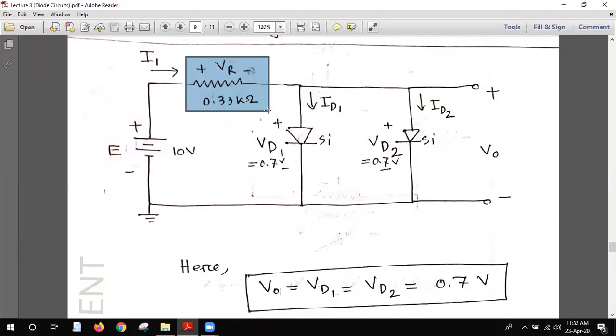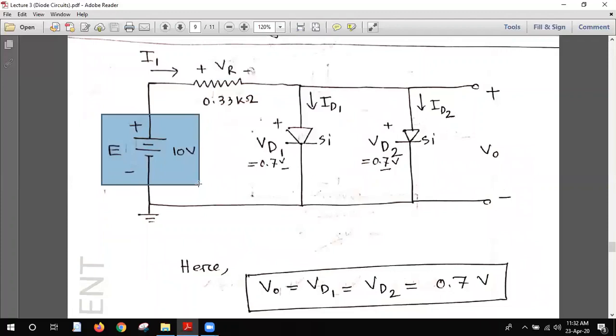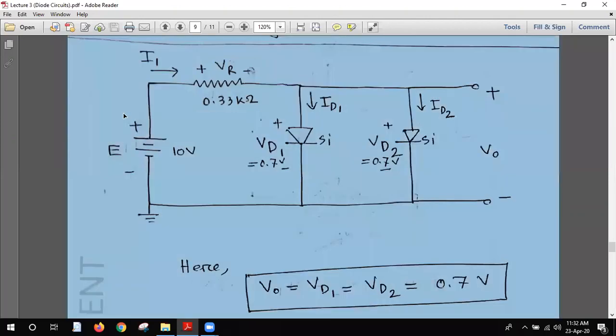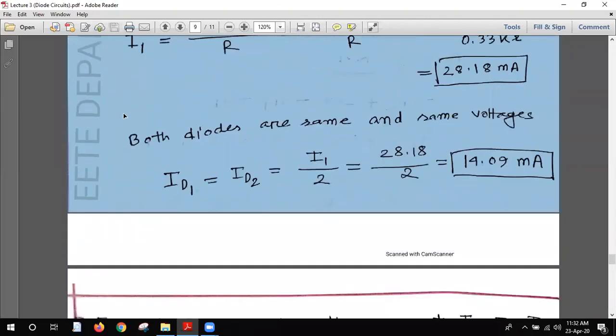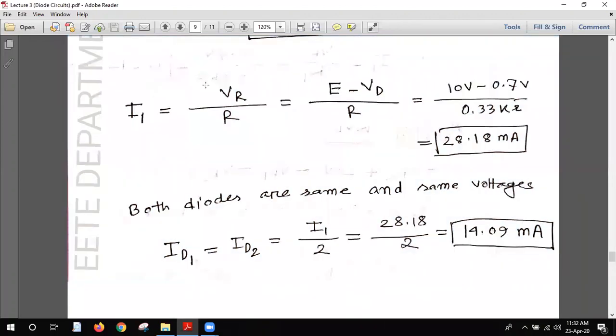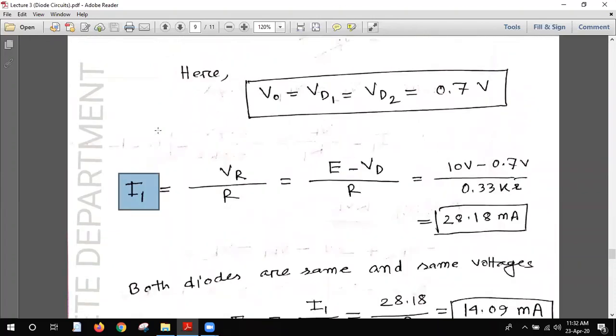The rest of the voltage will be applied across this resistance. That is KVL, you all know that. The input voltage is the summation of the voltage drops. So 0.7 volt is here, and the remaining 9.3 volt will be across the resistance. The current will be the voltage divided by the resistance, 0.33 kilo ohm. You see that? So I1 equals VR by R, which is 10 minus 0.7 volt over R. So finally we get the current I1.